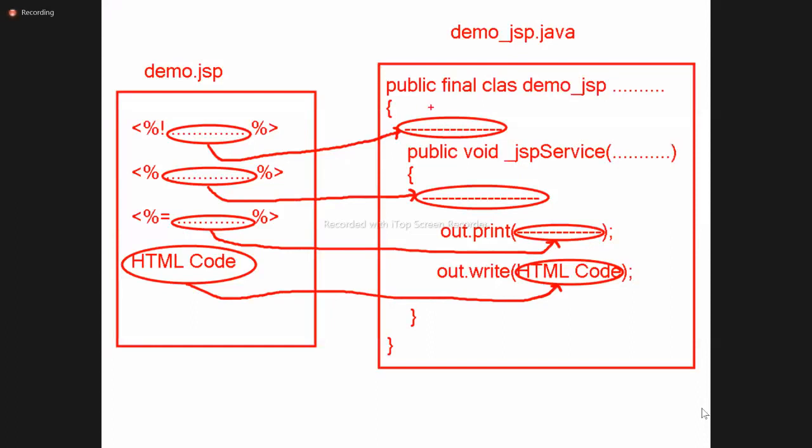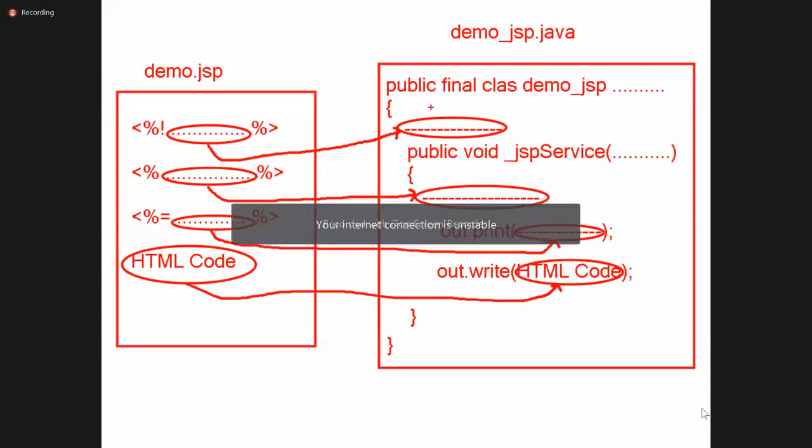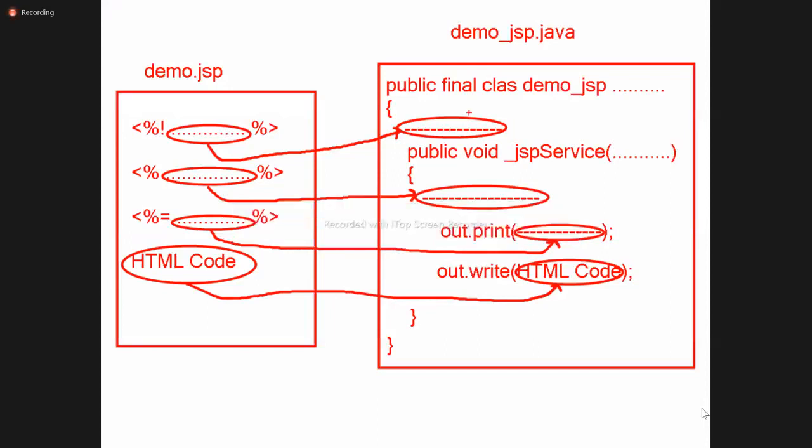Now, I'll ask some questions. You have to give answers. You remember this one. If you want to write an instance variable, you will write here. If you want to write here, this is required. Like that, you have to select. For writing an instance variable, which element is required? Declaration. For writing a class variable, declaration only. For writing a local variable, scriptlet. For writing a for loop, scriptlet. For writing an if condition, scriptlet.